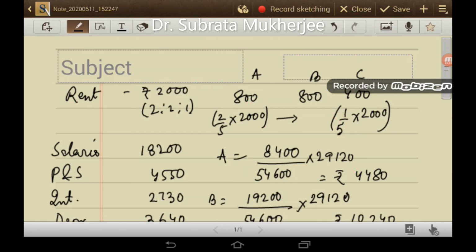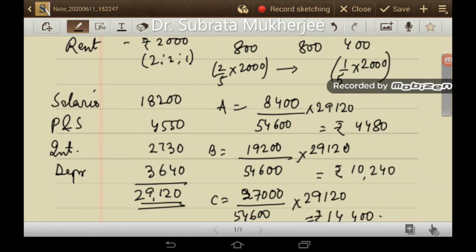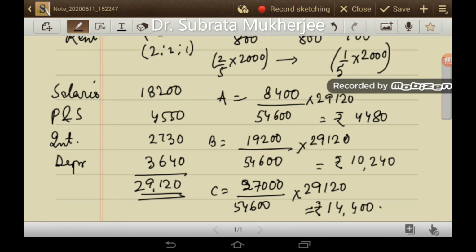And about other expenses it is given. So salaries 18,200, printing and stationery 4,550, interest 2,730 and depreciation 3,640. So total other expenses is 29,120. Now this expense will be allocated in the GP ratio. So for Department A, 8,400 is the gross profit of the department divided by 54,600, the gross profit of all the departments, into 29,120, the total of other expenses.